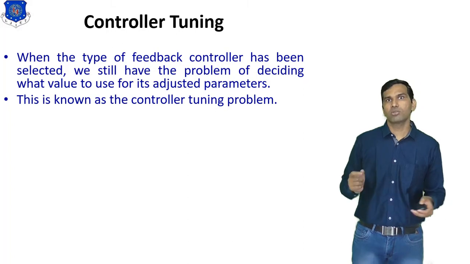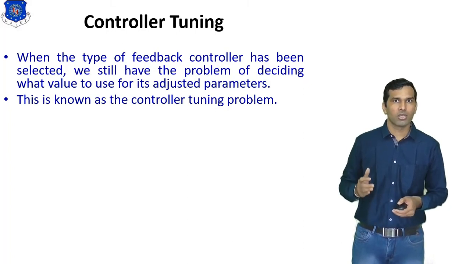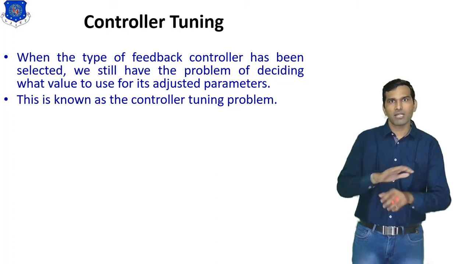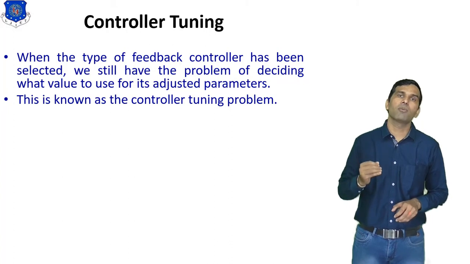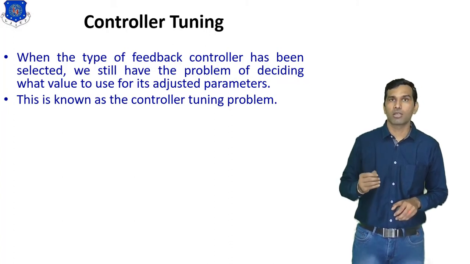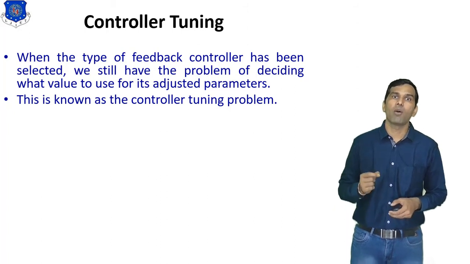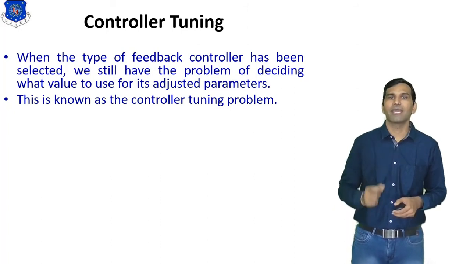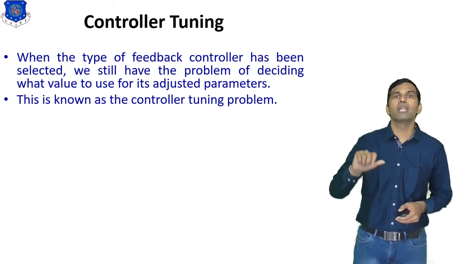So first we choose the controller. Now the second problem that occurs is to choose the values of KP, KD and KI. So this is known as the controller tuning problem.